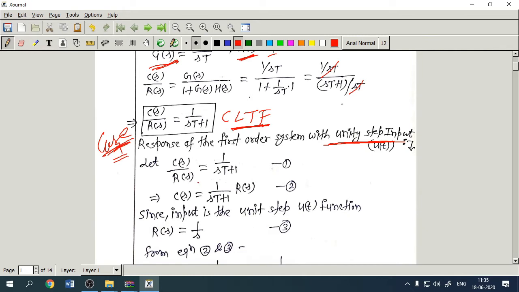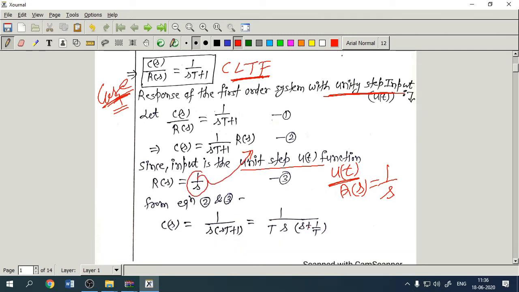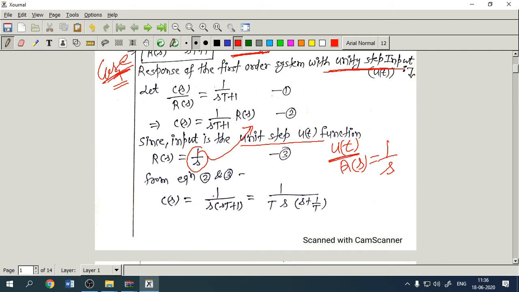C(s) upon R(s) is equal to 1 upon sT plus 1. Then we multiply with R(s). Since we have the unity step input, we know that the Laplace transform of unity step input is equal to 1 divided by s. Now we'll put this value 1 upon s in equation number 2. Then we will find C(s) equal to 1 upon s into (sT plus 1). Then we take the T factor common, and we will find 1 upon T into s into (s plus 1 upon T).